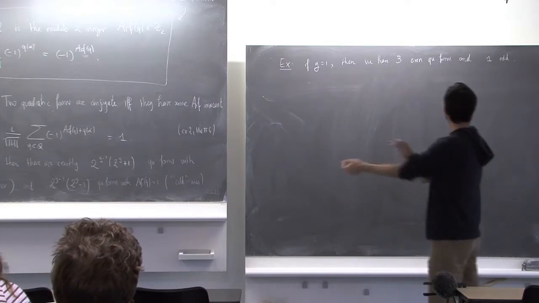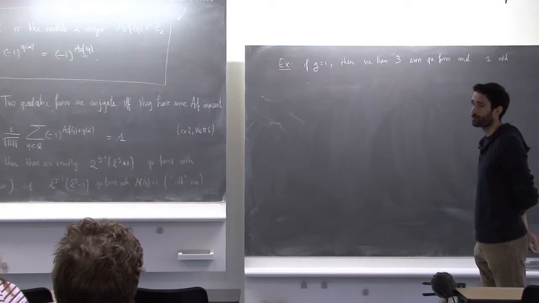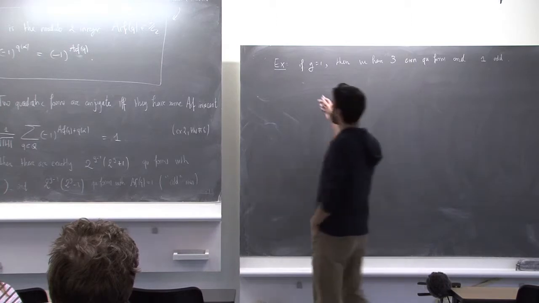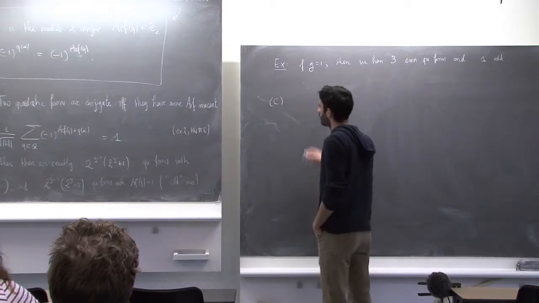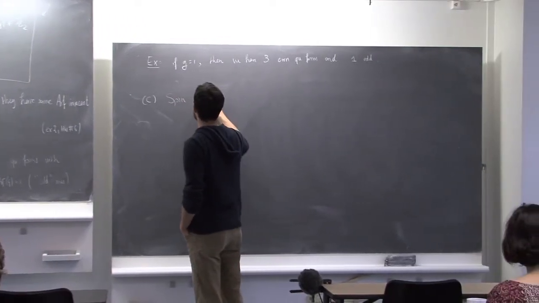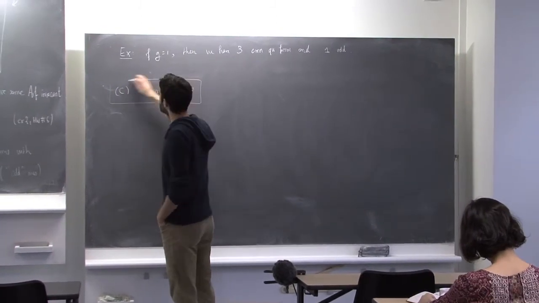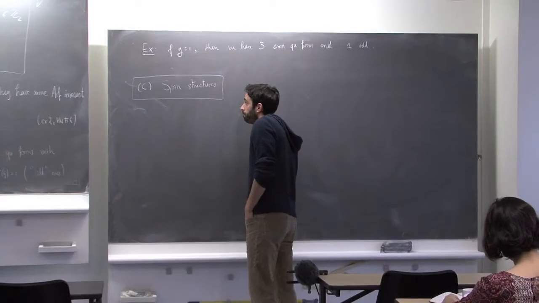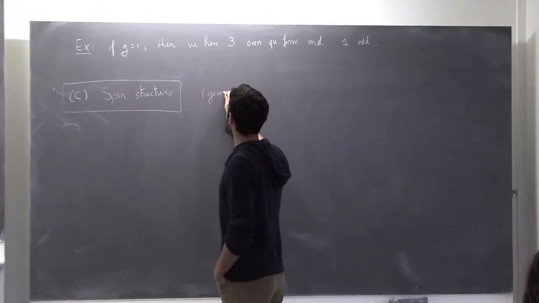Okay, that's all I needed about quadratic forms. And now I'm going to pass to the third and last part of this crash course. This is about spin structures. And this is really geometry.